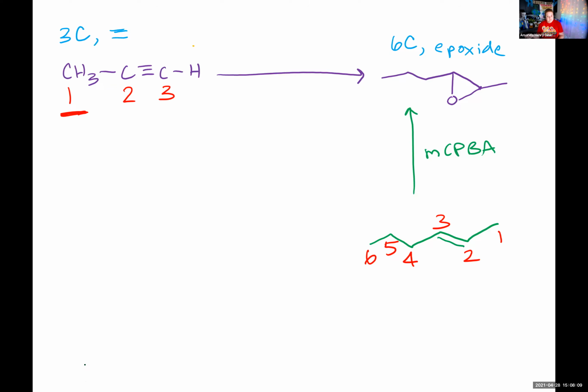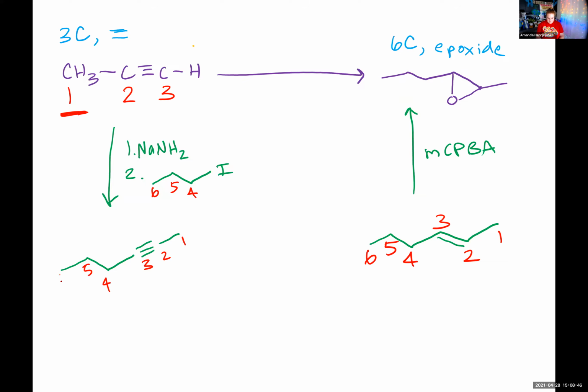So we know how to do this. We've done it in all of our practice ones so far. This is probably going to be the reaction you use the most in multi-step synthesis, but we're going to do NaNH2, and we need to add on 3 carbons. So here are carbons 4, 5, and 6. So we have 1, 2, 3, our original alkyne carbons, and now carbons 4, 5, 6 added on.